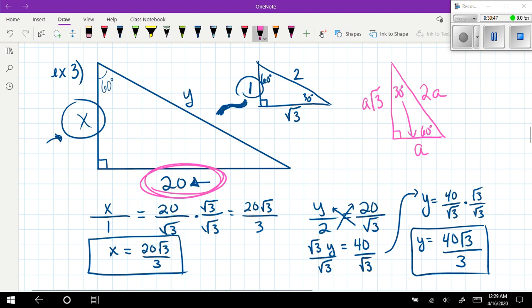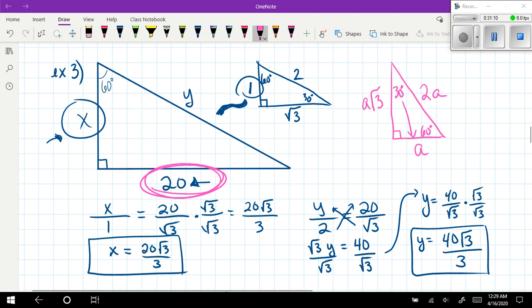When I said rationalize, by the way, I meant rationalize the denominator. I'm sorry. 20 root 3 over 3 is still very much an irrational number. But like I said earlier, the denominator gets rationalized. So 3 is a rational number, whereas the square root of 3 that used to be in the denominator was not. Okay, so you get that short leg as being 20 root 3 over 3.